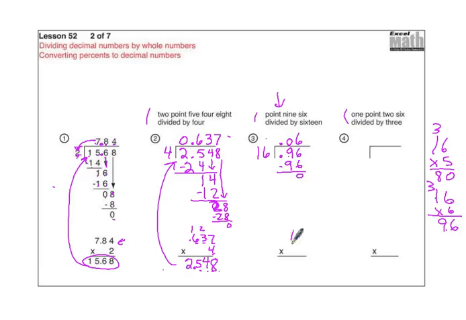So let's check this by doing 16 times 0.06. We already know that 16 times 6 is 96, but we have to move the decimal point over 2 spots for the 2 spots in the question. 0.96 comes out the same. All right, pause the video, do number 4, then turn it back on when you're ready for the solution.